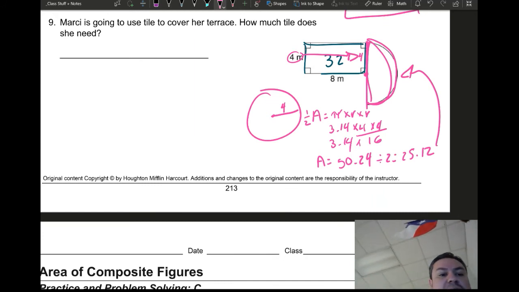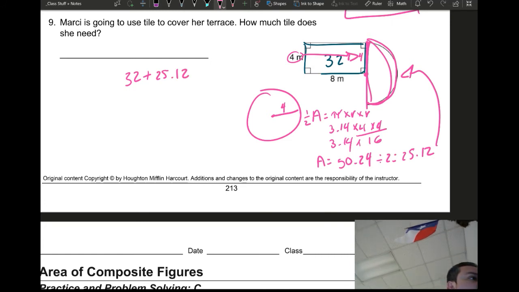Add them together. 32 plus 25.12 gives you 57.12, and these are meters squared.